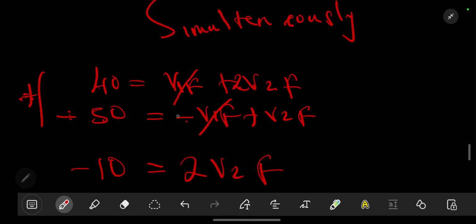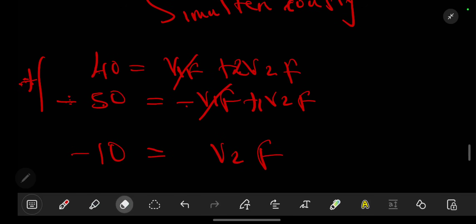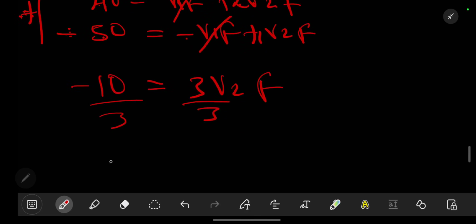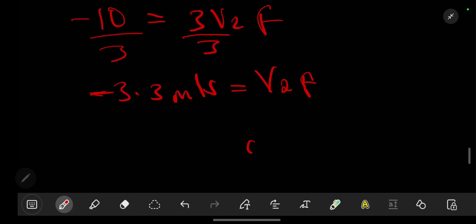So when we have 2 plus 1, the coefficient here is 1. 2 plus 1 is 3. So we are going to have a positive 3 like that. Then we divide by 3. It will be equal to V2 final. So 10 divided by 3, it will be negative 3.3 meters per second. Should be equal to V2 final like that. So that is our value, negative 3.3. Negative meaning to say it is moving to the left like that.